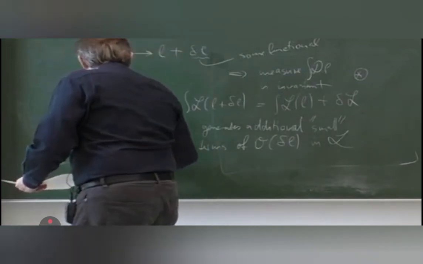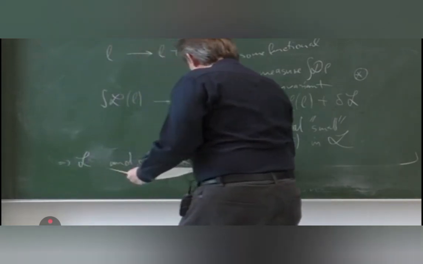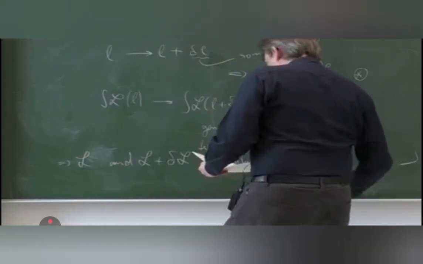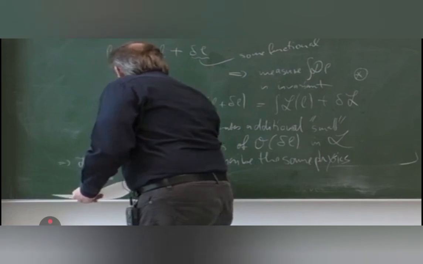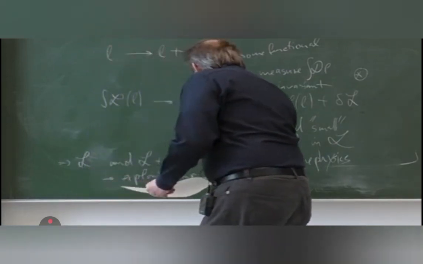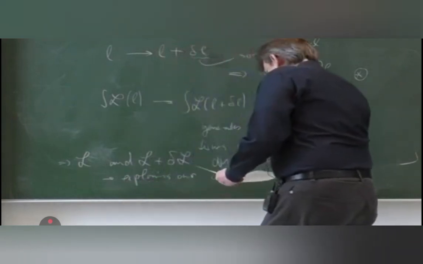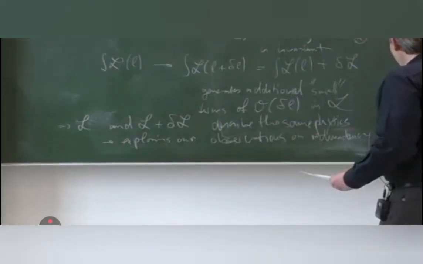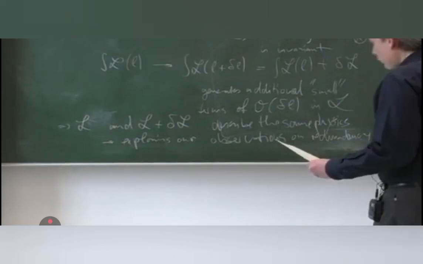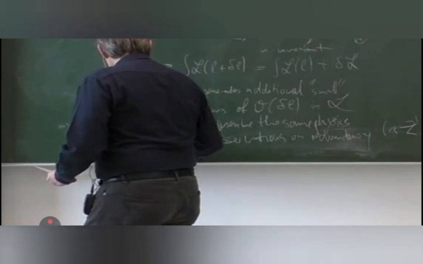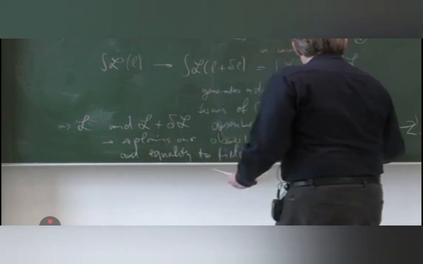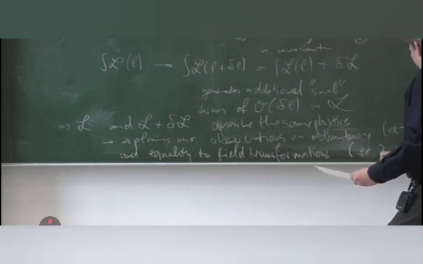So let's write this down. L and L plus delta L describe the same physics, and this obviously explains our observations on redundancy, which was this exercise 2.4, the second part that we discussed before, and the equality to field transformations, which was the exercise 2.4, the third part.